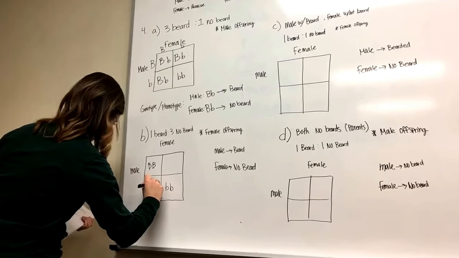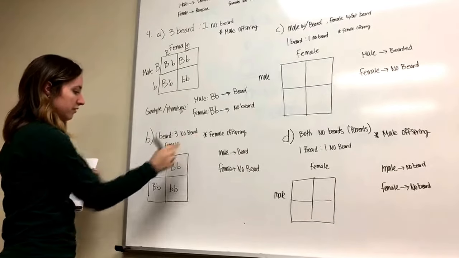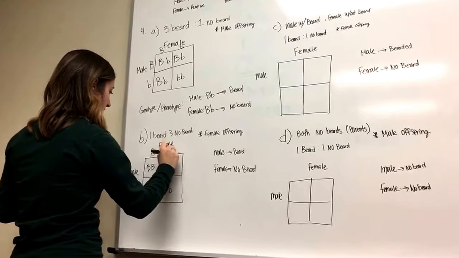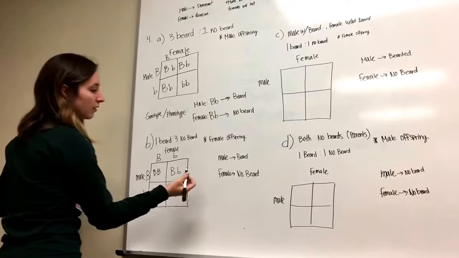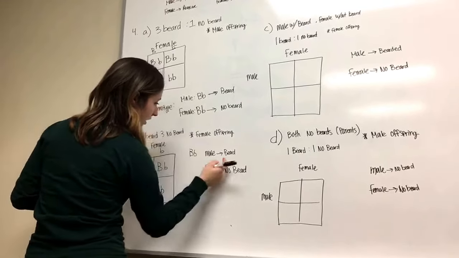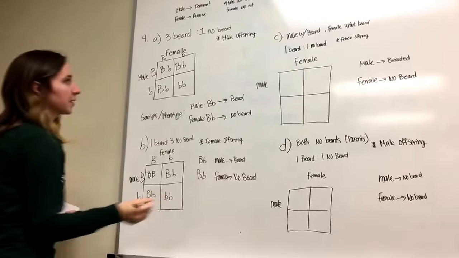Because we know that 3 of them have to have no beard, it'll be big B, little b, little b again. And so for the genotypes and phenotypes, male's going to be big B, little b, and he'll have a beard. Female will have big B, little b as well, but she'll have no beard.